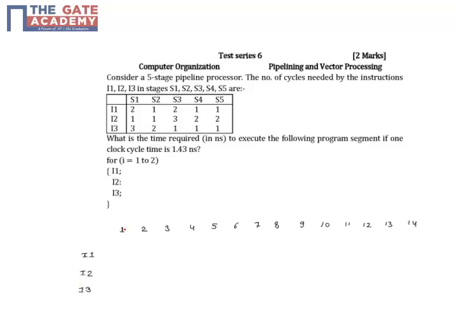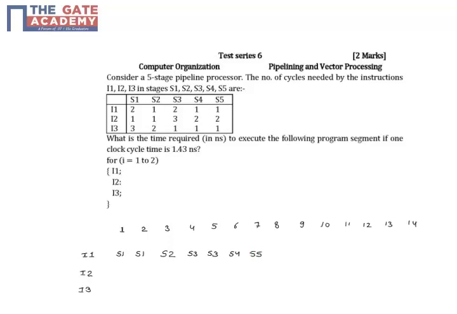On the horizontal scale I have written the clock cycle numbers, and these are for I1. I1 takes 2 clock cycles for S1, so S1 will be executed in 2 clock cycles. After that 1 for S2, then 2 for S3, and after that 1 for S4 and 1 for S5.